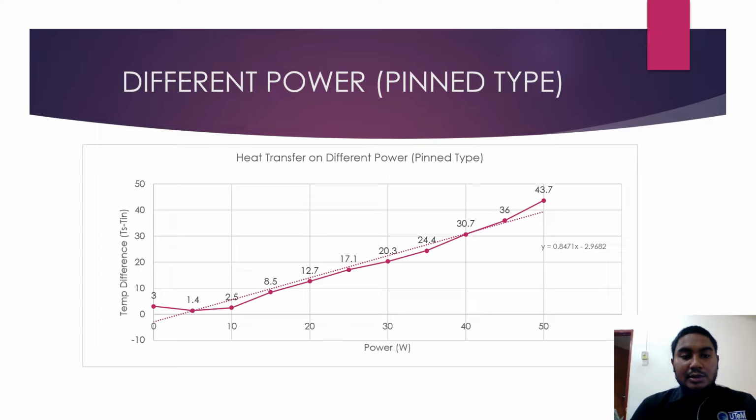Based on the data we will put in this graph, we can see the more power we give, the higher the temperature. As you can see, for 50 watt we will get the temperature of 43.7 Celsius. That's all for me, thank you.